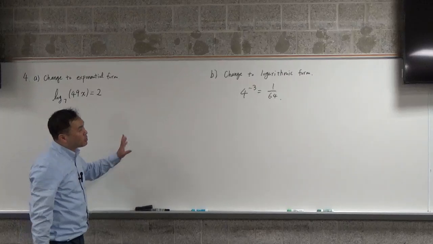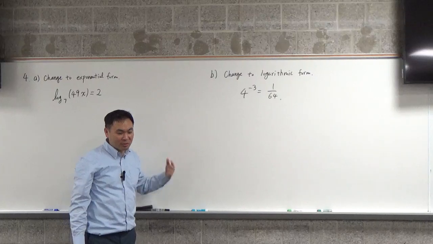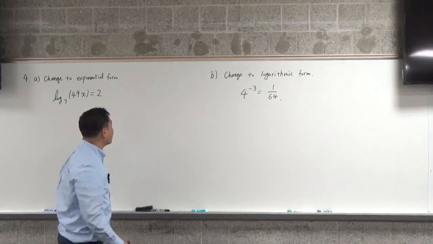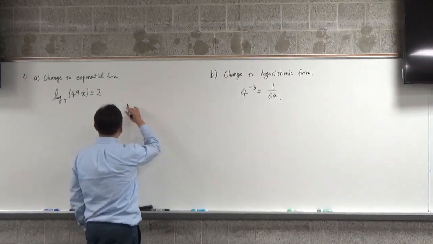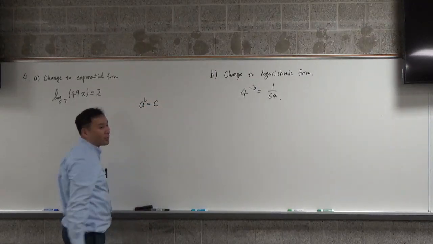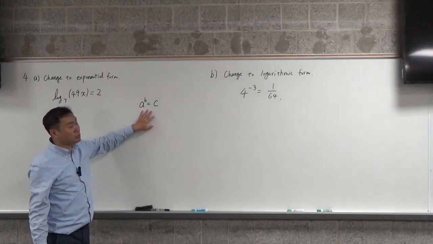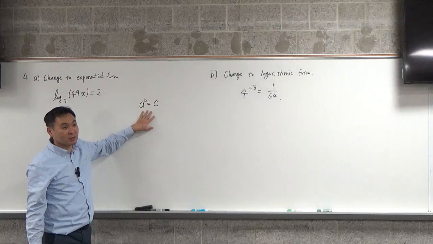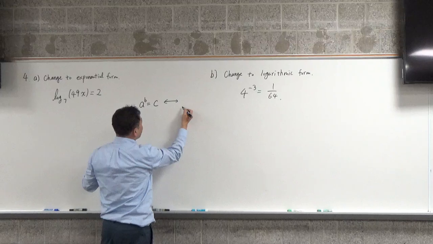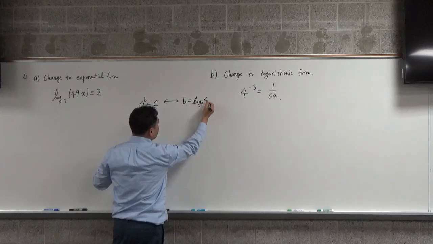In class, I gave you a quick guide on how to change from exponential form to logarithmic form or vice versa. But let me try to explain what these mean first. So A to the B equals C. If you have some number to some exponent gives you a number, that's called the exponential form. And this is equivalent to saying that B is equal to log base A of C.